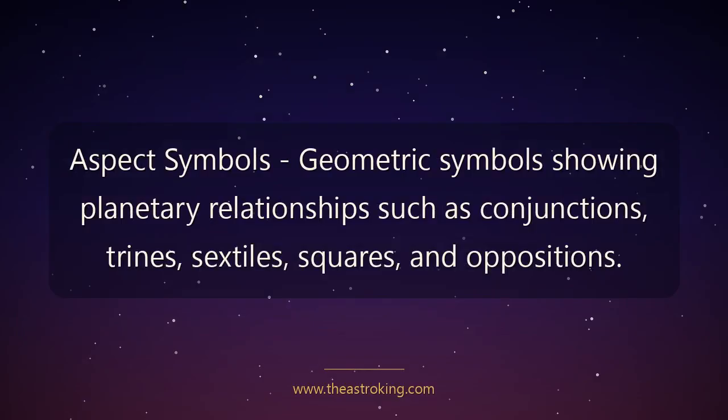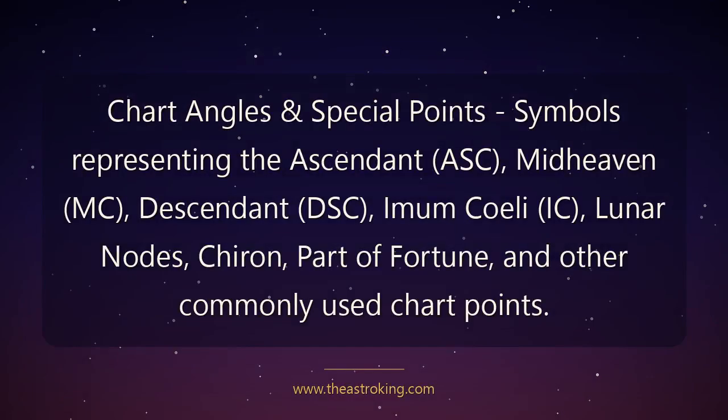Aspect symbols, geometric symbols showing planetary relationships such as conjunctions, trines, sextiles, squares, and oppositions. Chart angles and special points, symbols representing the Ascendant (ASC), Midheaven (MC), Descendant (DSC), Imum Coeli (IC), lunar nodes, Chiron, Part of Fortune, and other commonly used chart points.